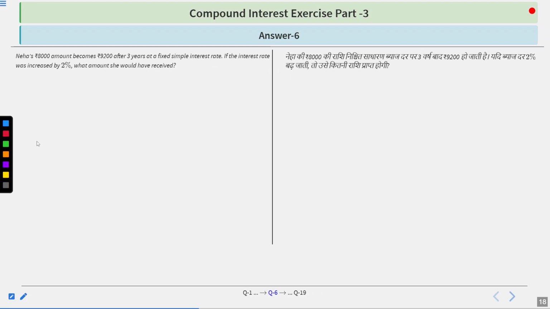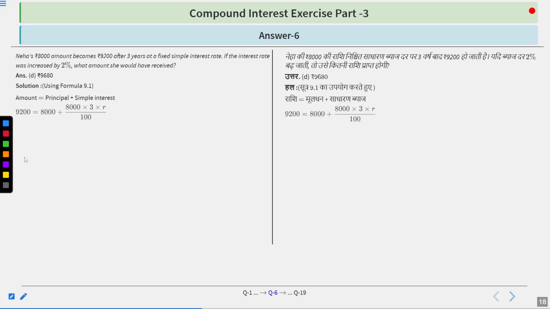So Neha's rupees 8,000 becomes rupees 9,200 in a time span of 3 years at a fixed simple interest rate. If the interest rate is increased by 2%, we have to find what amount she would have received then. The answer to this question is option D, rupees 9,680, and we are going to use formula 9.1 to solve this question. We know amount is equal to principal plus simple interest.